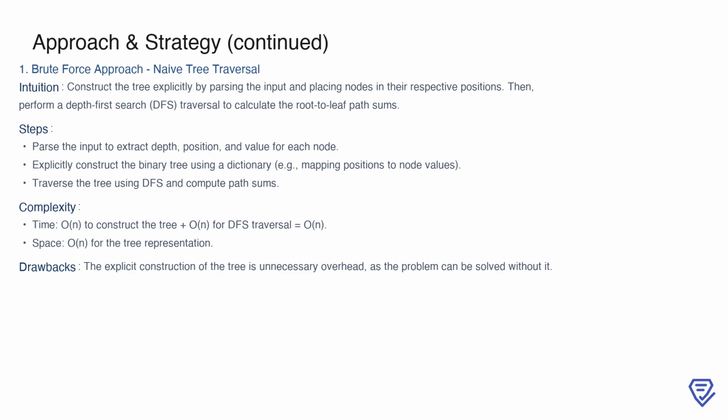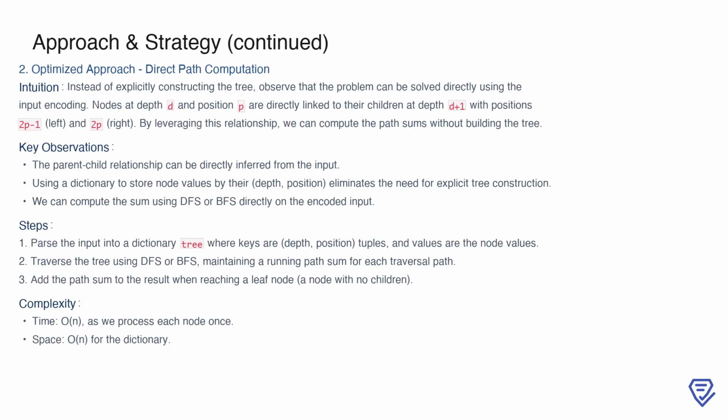Specifically, building the tree adds unnecessary overhead, as we can solve the problem without an explicit tree structure. Although its time complexity of O(n) is reasonable, the space required for storing the tree adds inefficiency. A more efficient solution is the optimized approach, which avoids explicit tree construction altogether. Here, we leverage the structure of the input encoding to compute the path sums directly.